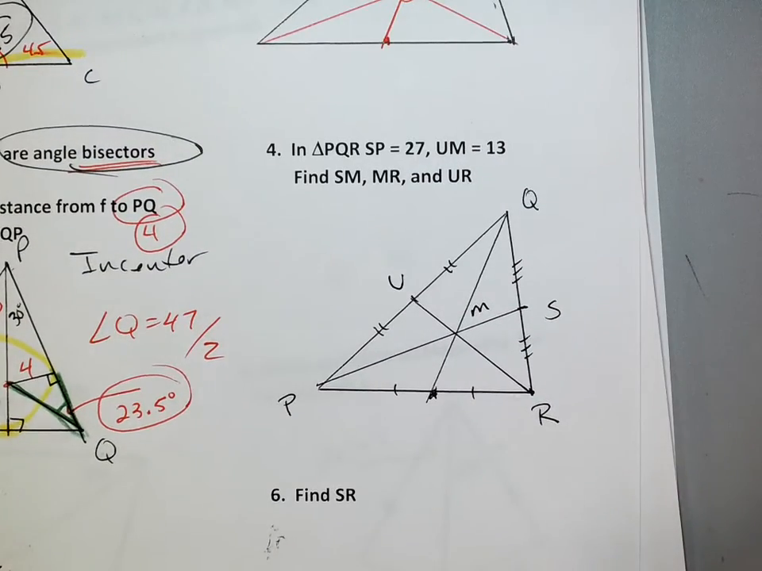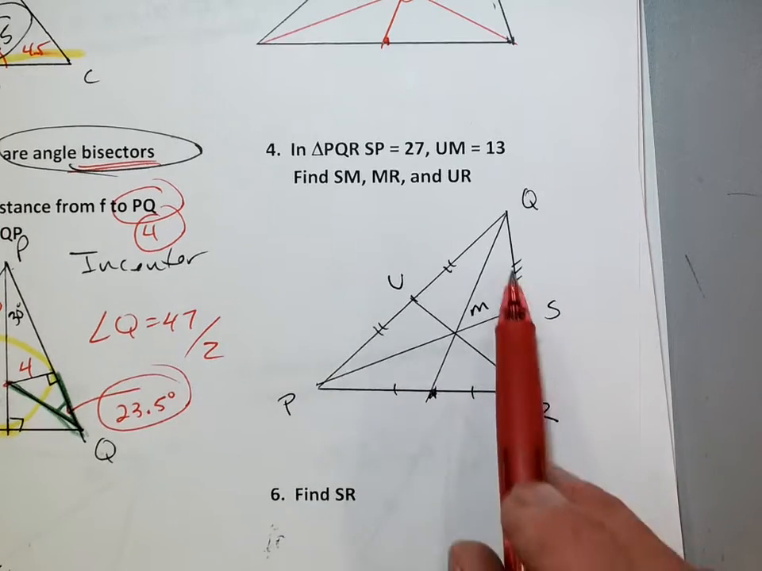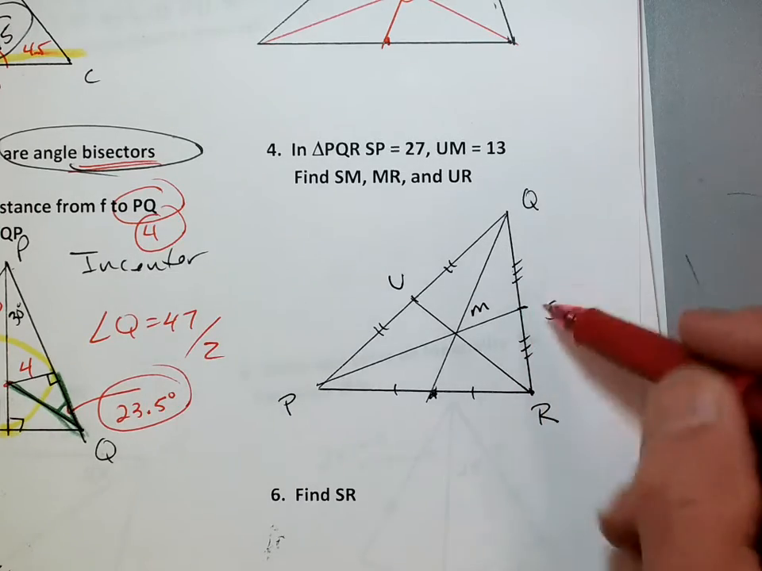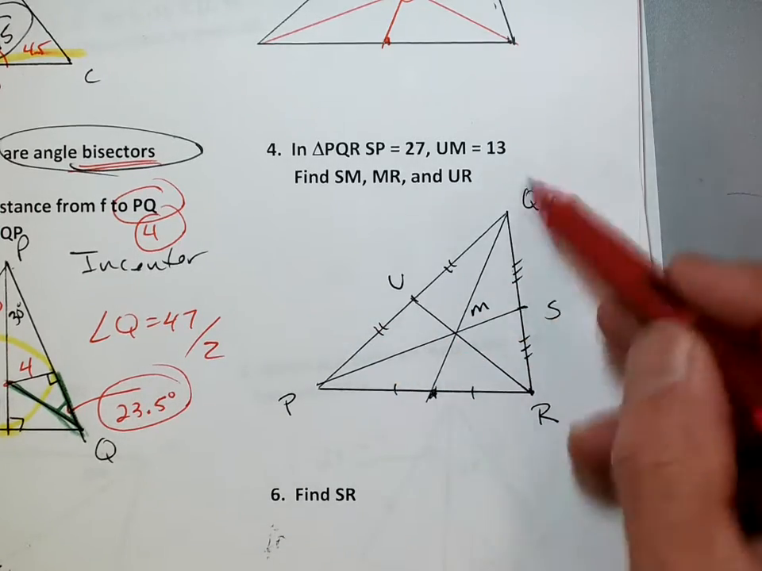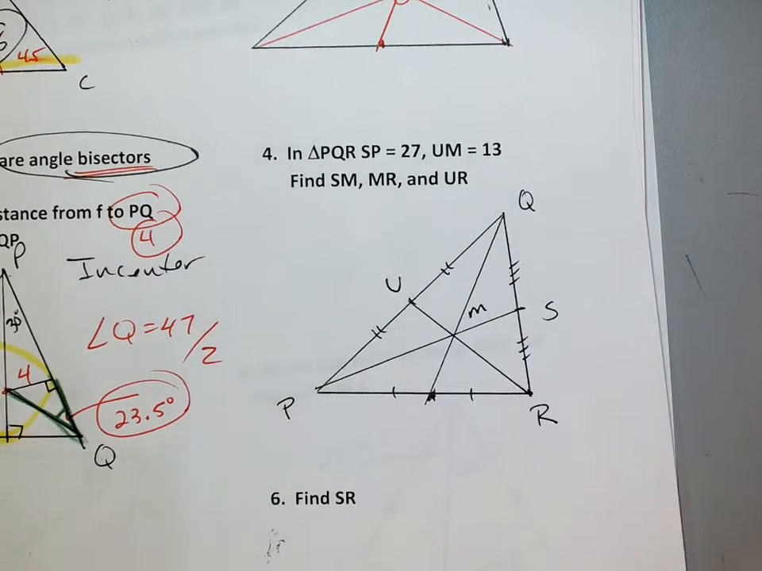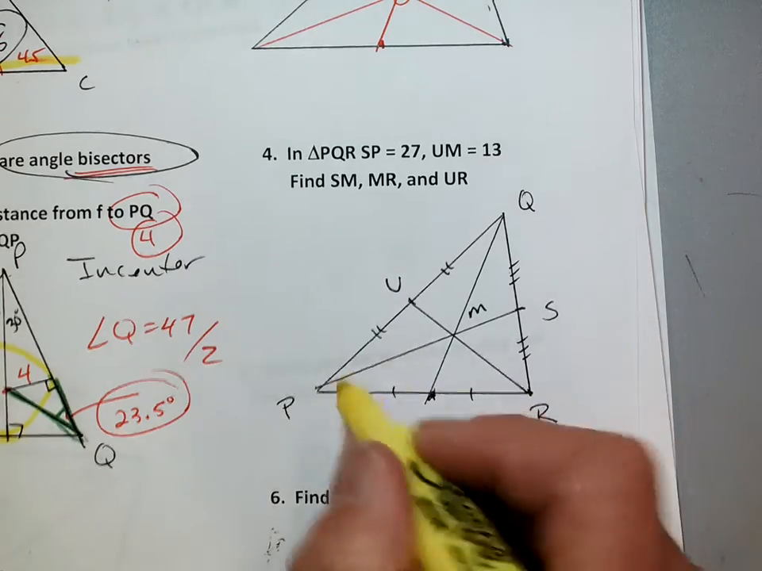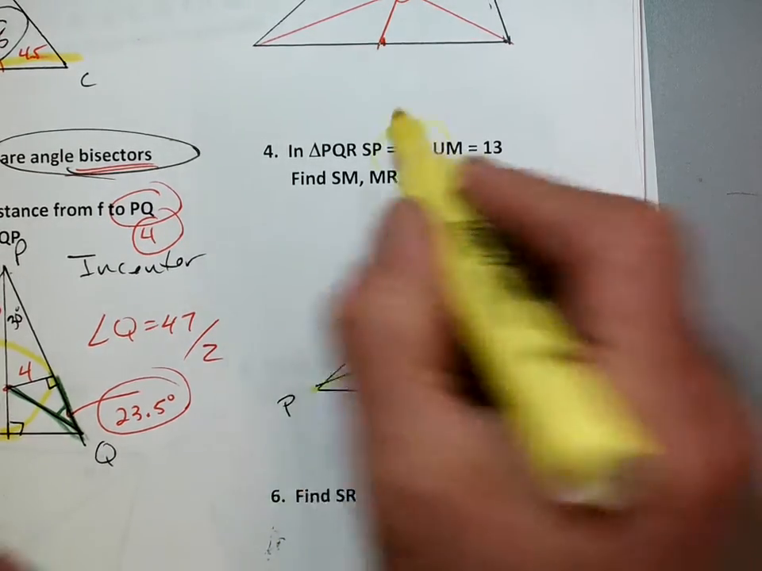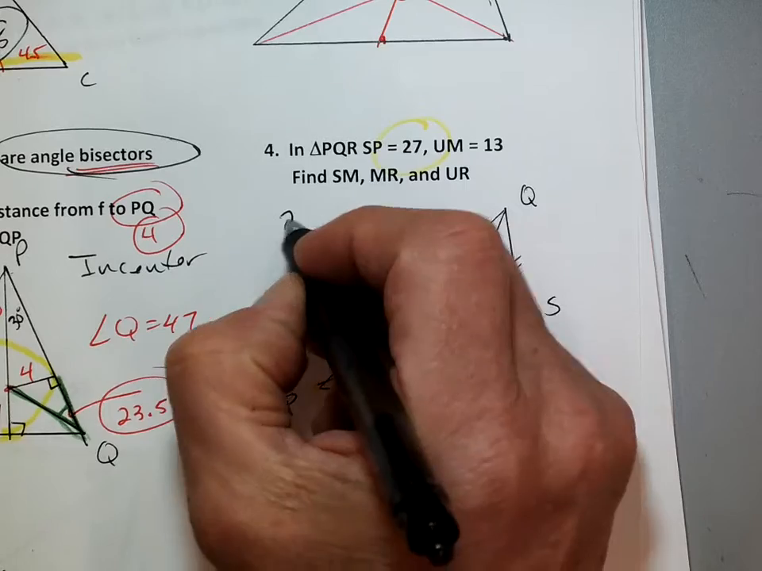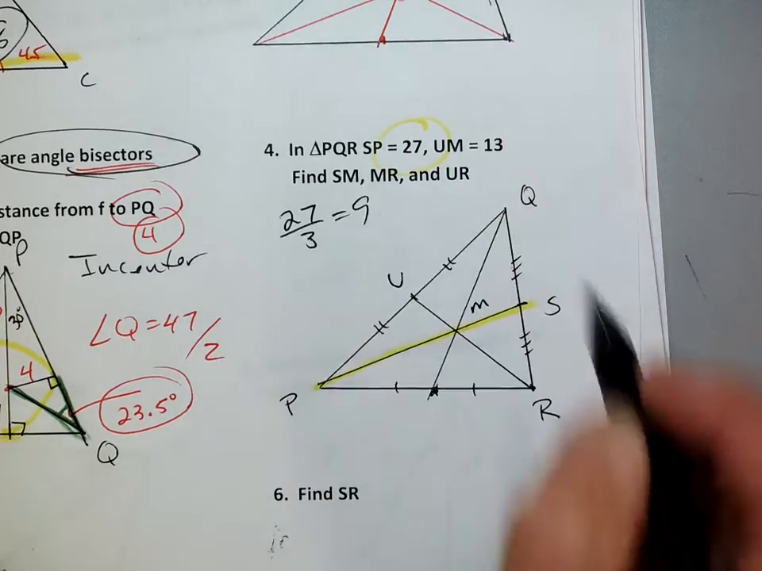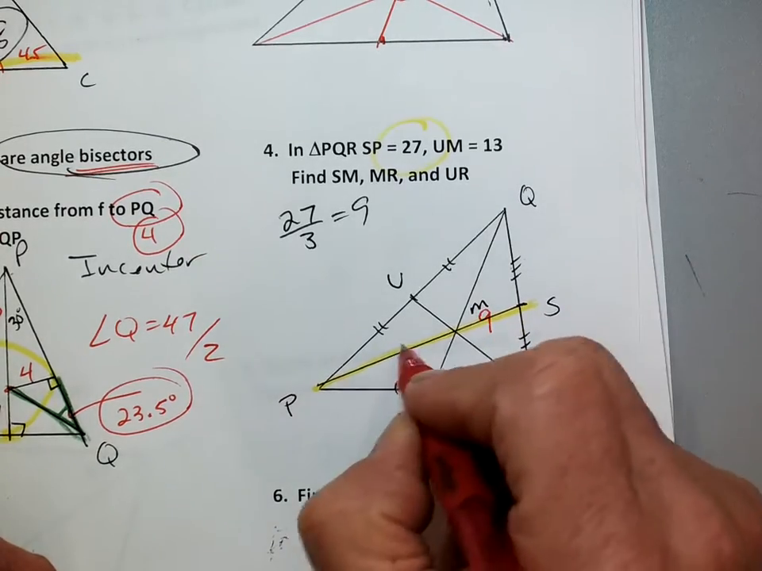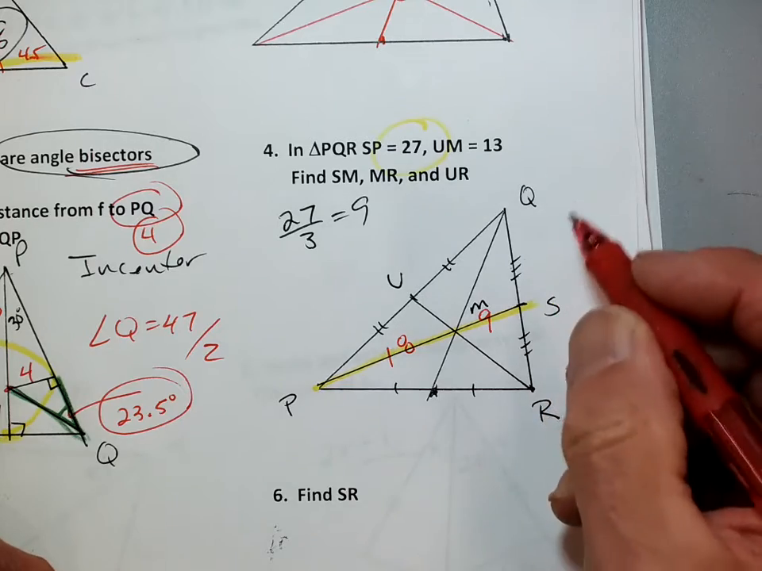What we have here is the centroid, and it divides the medians into thirds, okay? Bisector, bisector, bisector. These are all medians, so it divides into thirds. If SP, the whole thing, is 27, I'm going to divide my 27 into thirds, and I get 9. So here's what I know. From M to S is 9, and this is 9 and 9, which makes that 18, okay?